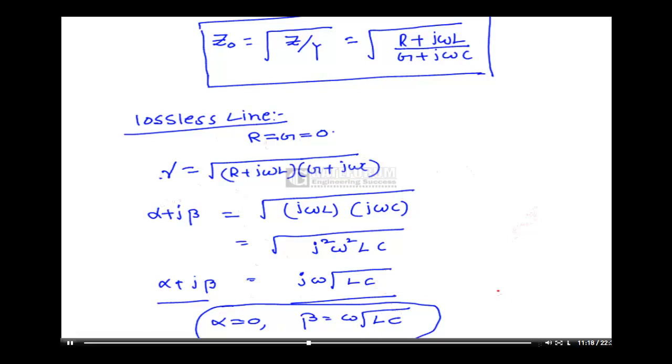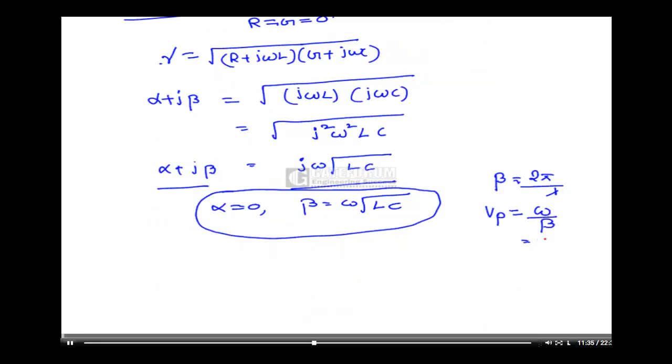Generally, how can we relate beta? Beta, the phase constant, is equal to 2 pi by lambda. For a wave, what is the phase velocity? Phase velocity Vp is equal to omega by beta. If you substitute here, the phase velocity is 1 by root LC. This is another relation. We know it very well.